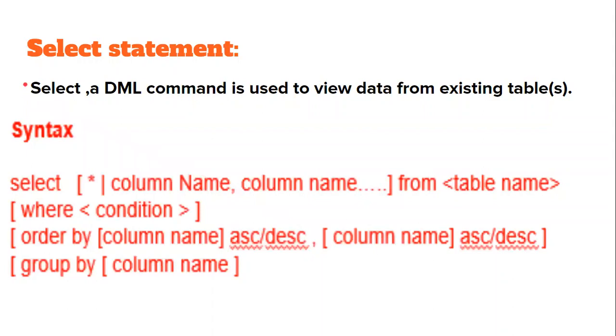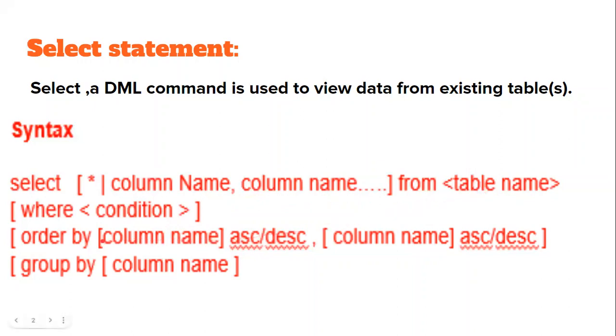The first one is using the select statement. The select statement is a DML command, Data Manipulation Language. The syntax is select asterisk. If you use it, that means all the fields, whatever fields you have in your table, all the fields you need. Or a specific column only, a specific field you need, then you have to specify the column name.